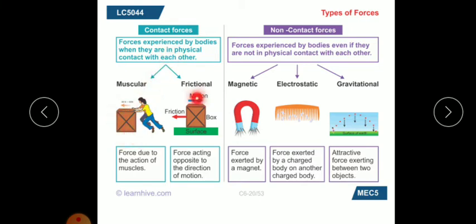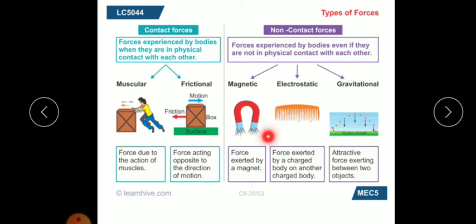Then frictional force. So here a box is moving on the surface of another object and it is experiencing a kind of frictional force. It is experiencing frictional force because it is in contact with the surface. So this is also an example for contact force. So all frictional forces are contact forces.